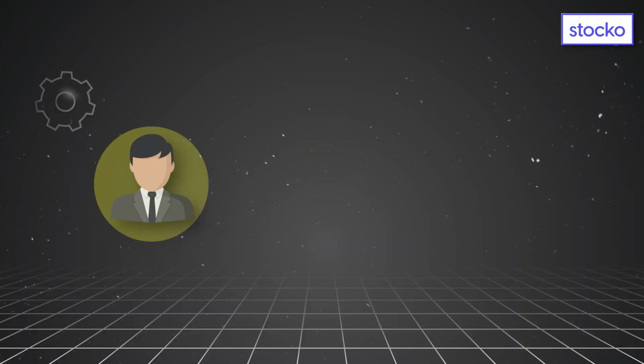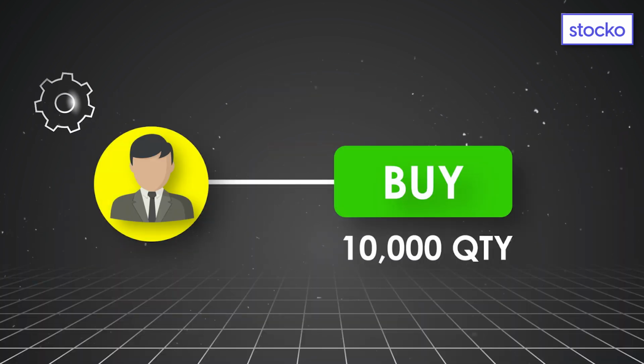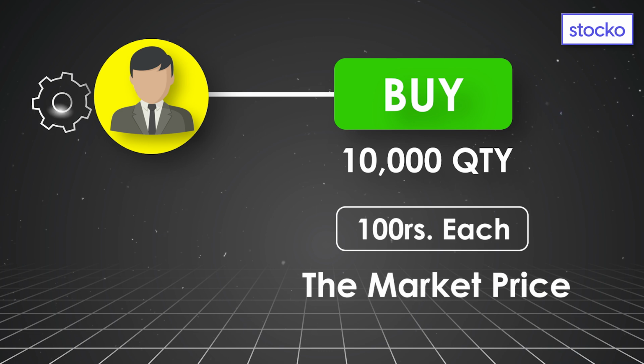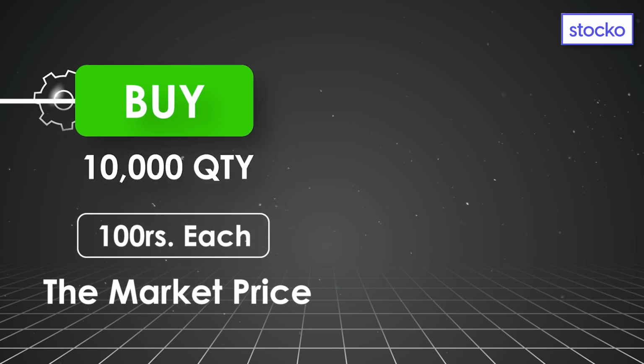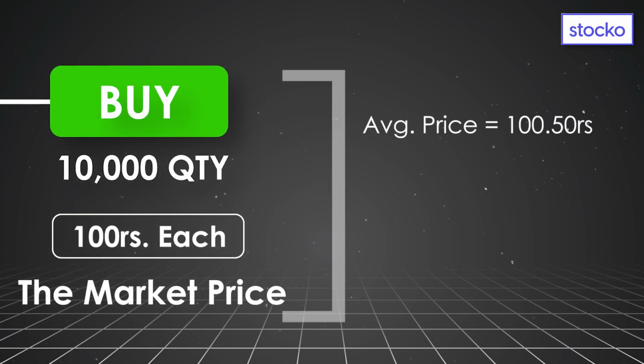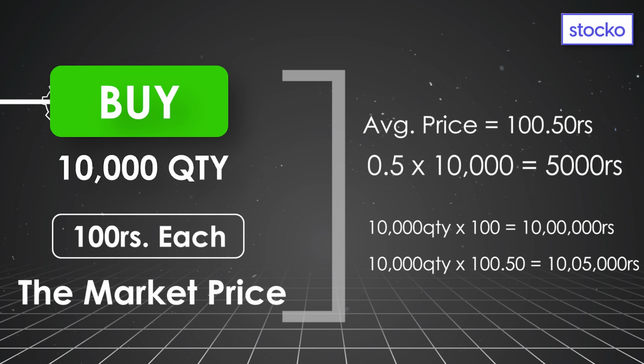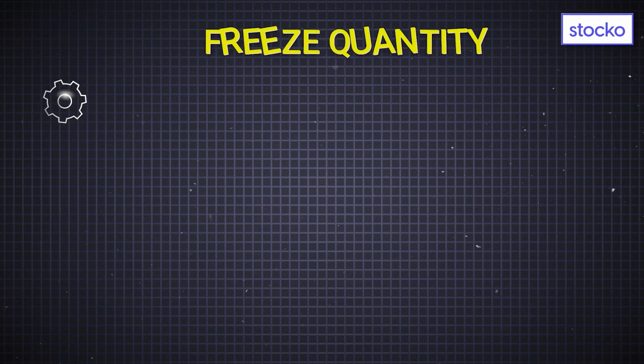For example, when you placed an order for 10,000 quantity at market, the price was 100 rupees. But because of this big buy order, the prices fluctuated and the total average price cost you 100 rupees 50 paise. So when we multiply 0.5 with 10,000, it will be 5,000. Means you assumed to buy those shares at 10 lakh, but instead it cost you 10 lakh 5,000. This is impact cost.